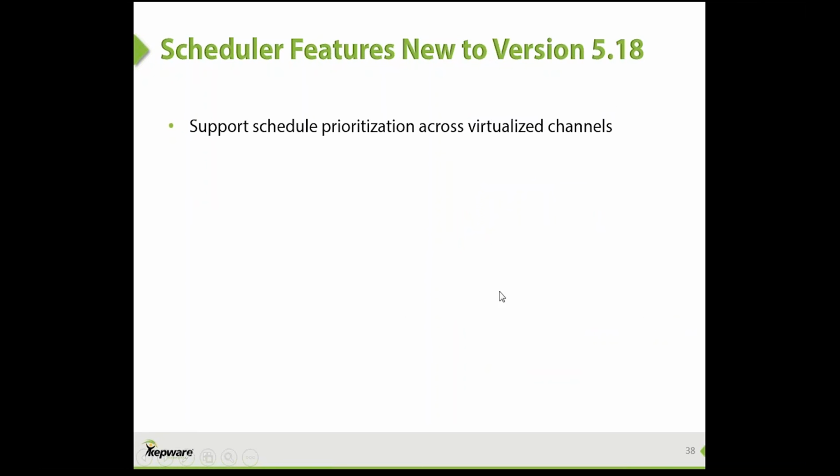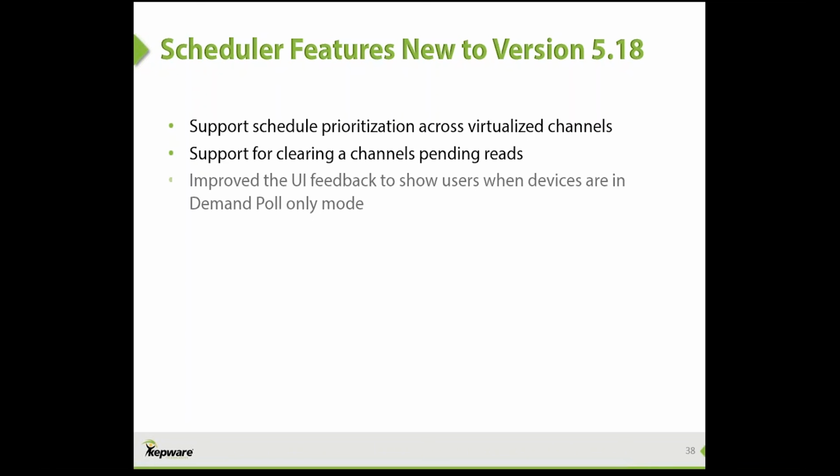So, we've added some new features in 5.18. We now support prioritization across virtualized channels. We can clear a channel's pending reads, which is pretty neat because if you have a bunch of pending reads going out over your network and you just want to say, okay, clear that, I don't want that to go out, I don't want my network to be burdened with that, then you can clear them.